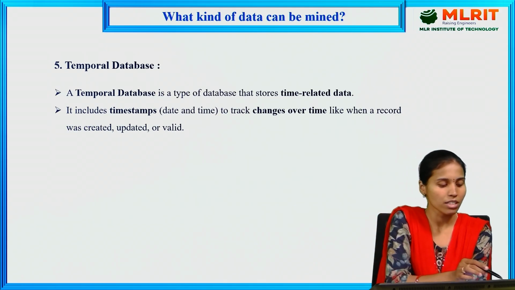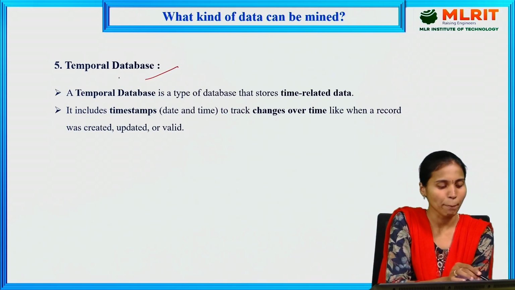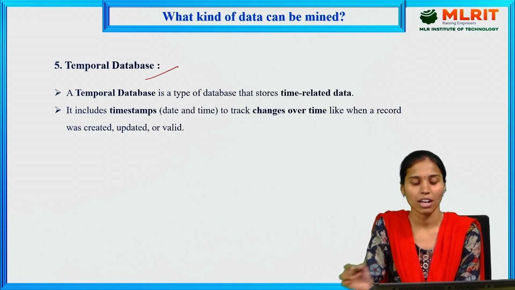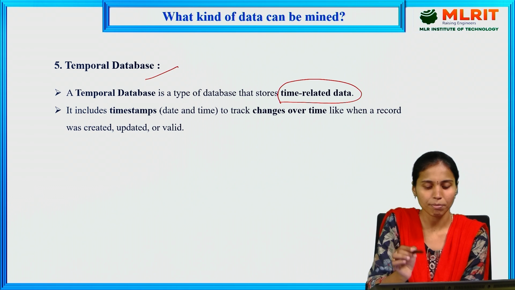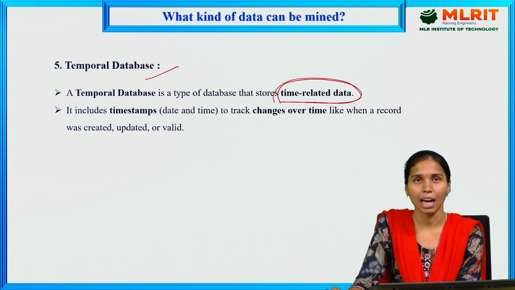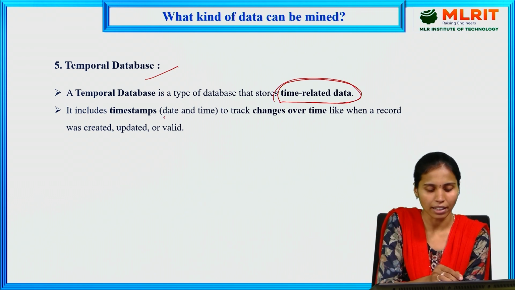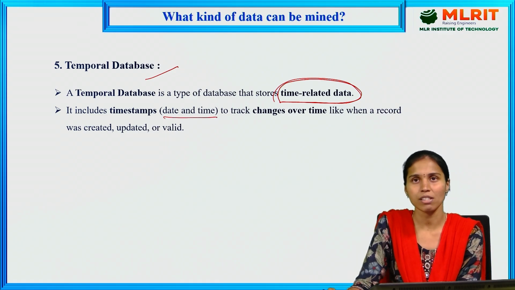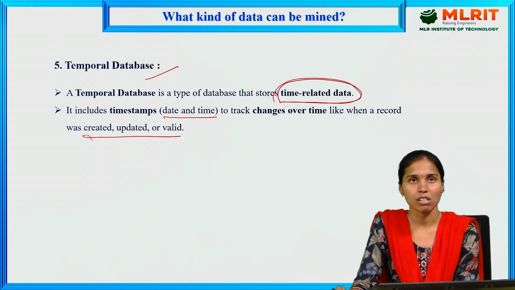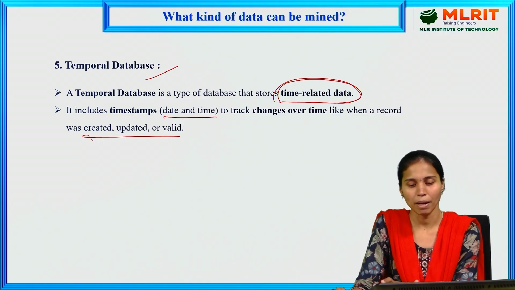So next, fifth one, temporal database. A temporal database is a type of database that stores time related data. It includes timestamps like date and time to track changes over time, like when a record was created, updated, valid and so on. So this is about temporal database.